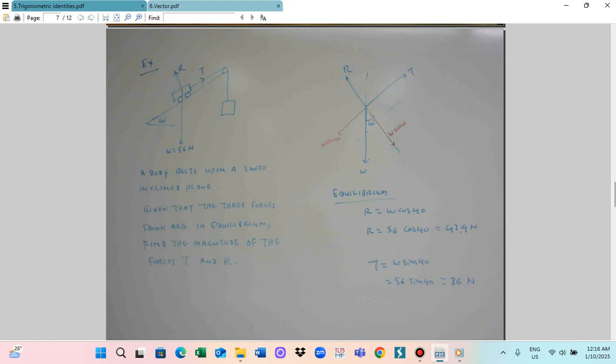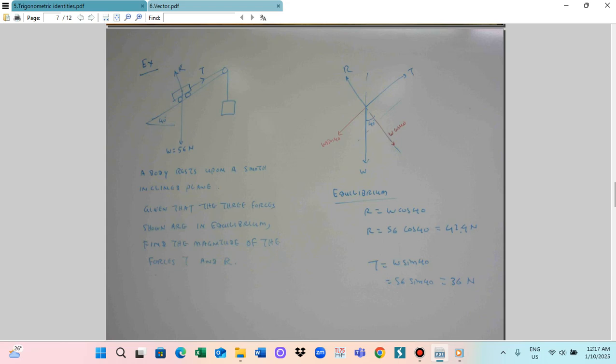The weight cos 40 is the force perpendicular to the plane, and the weight sin 40 component is parallel with the plane. So in this case, for the equilibrium state, the weight cos 40 must be equal to the R, and the weight sin 40 must be equal to the T, because of the equilibrium. So R is equal to the weight cos 40.